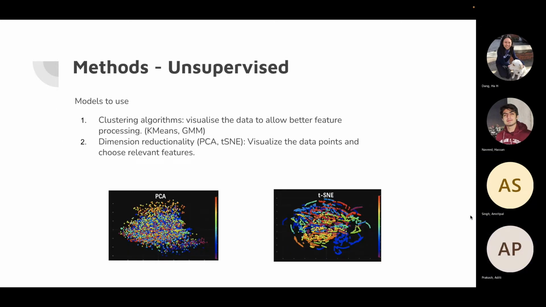So we started with unsupervised methods to better understand the shape of our data. And we ran k-means and GMM to visualize our data and how the data clusters related to one another. And we also did dimensionality reduction with PCA and t-SNE to identify the most relevant features to predict credit default risk.